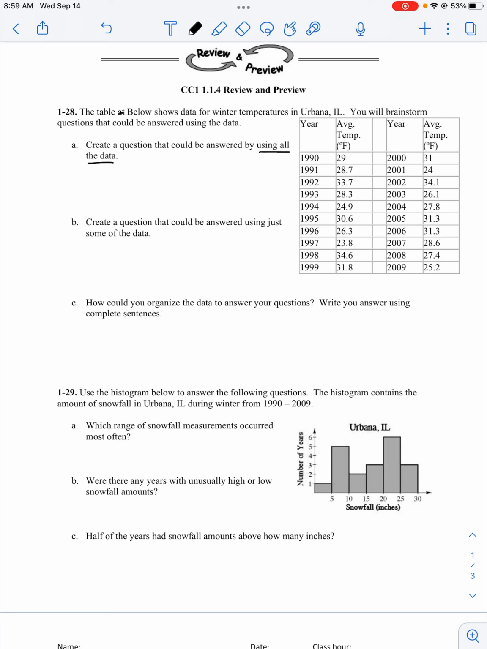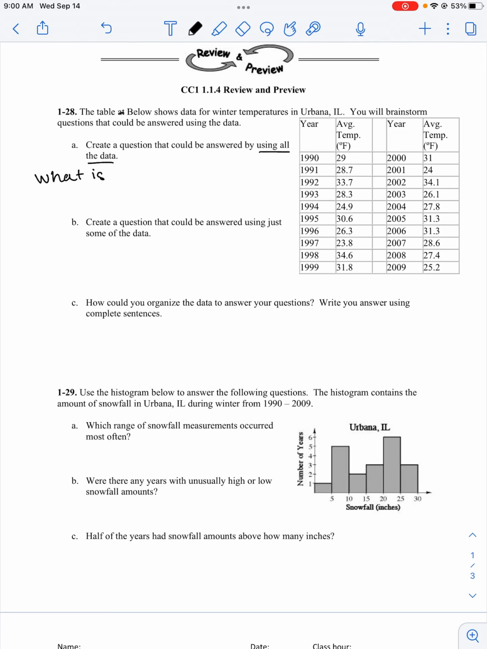So I'm going to look at my data first, and I'm going to notice, okay, there's the years from 1990 all the way to 2009, and there's the average winter temperature listed as well. So if I'm thinking about questions that could use all of my data, I could think of questions about mean, median, and range, or mean is average. Okay, what is the average winter temperature in Urbana, Illinois from 1990 to 2009? Okay, I'm gonna write that down.